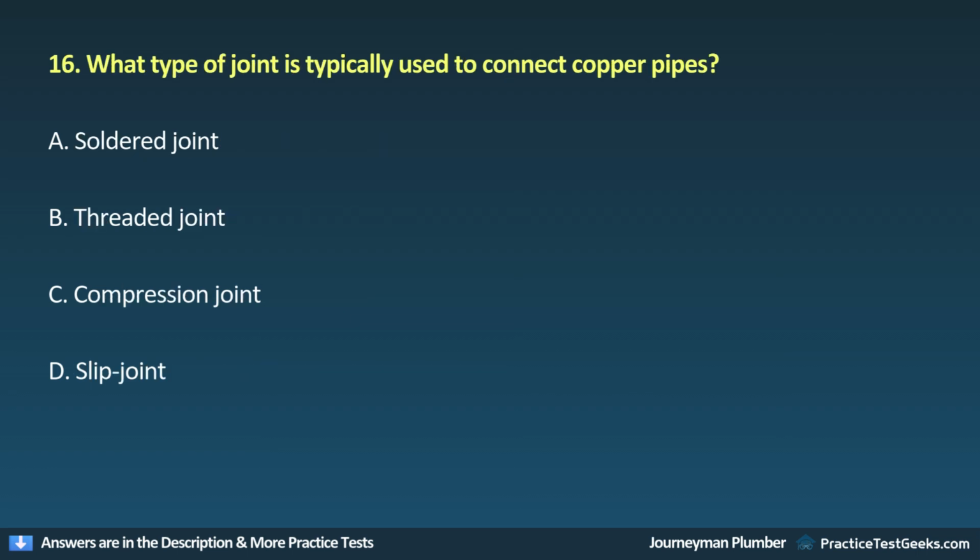16. What type of joint is typically used to connect copper pipes? A. Soldered joint. B. Threaded joint. C. Compression joint. D. Slip joint.